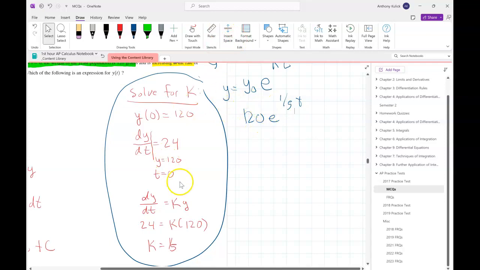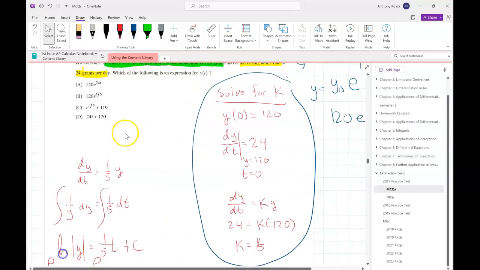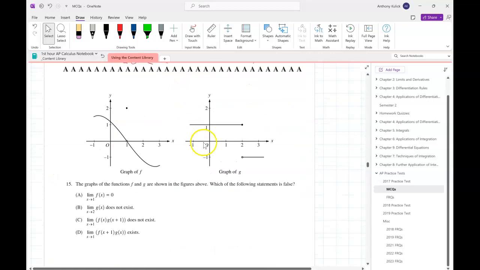Okay, 15 is our next one. This is basically, do we know the definition of a limit kind of problem? And can we read the limit or evaluate a limit just from a graph?